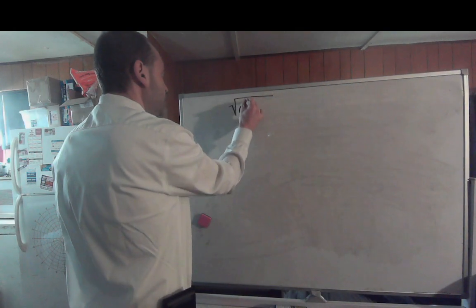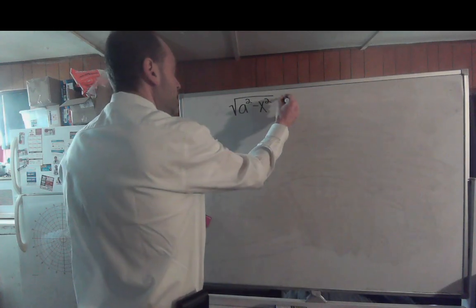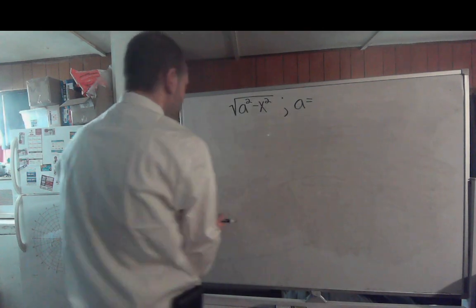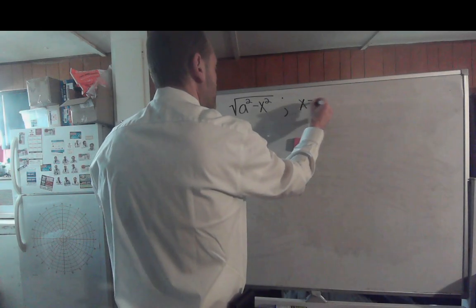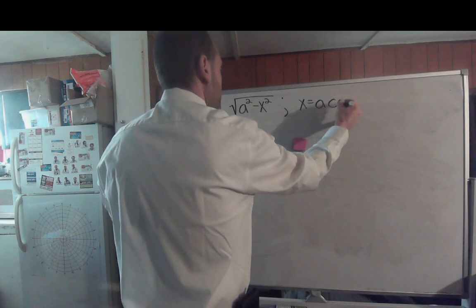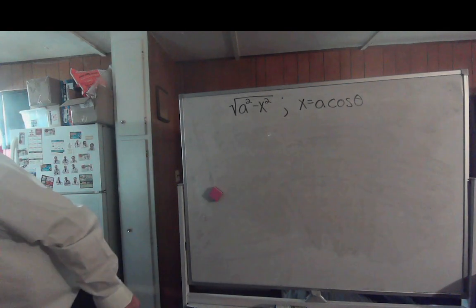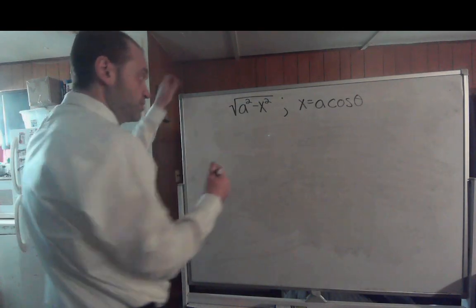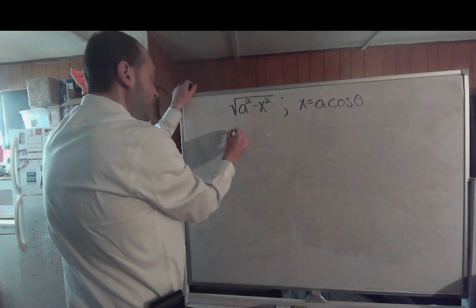We're going to have the square root of a squared minus x squared. But this time, x would equal a cosine of theta. So we're going to do some trig substitution again. So substitute this a cosine of theta in for x.